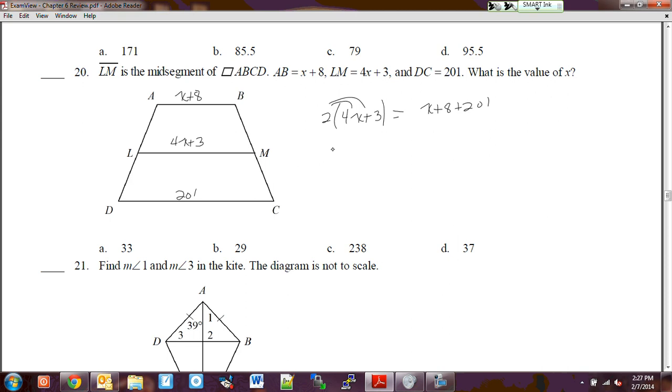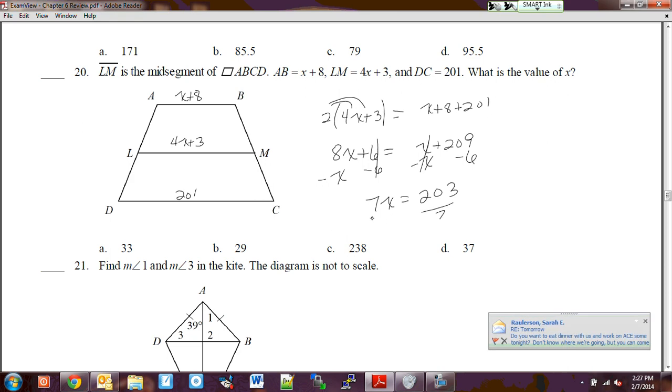Distribute the 2. 8x plus 6 equals x plus 209. Minus 6, minus 6, minus x, minus x. 7x equals 203. Divide both sides by 7. 203 divided by 7 is 29. All right, so we just want the value of x, and the value of x is 29.